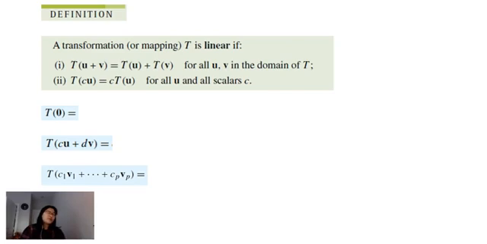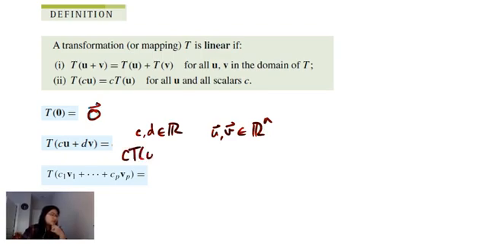We alluded to it earlier: a transformation on our zero vector is going to give us our zero vector. T(cu + dv), where T is a transformation, c and d are scalars, and u and v are in R^n, will give us c times T(u) plus d times T(v).